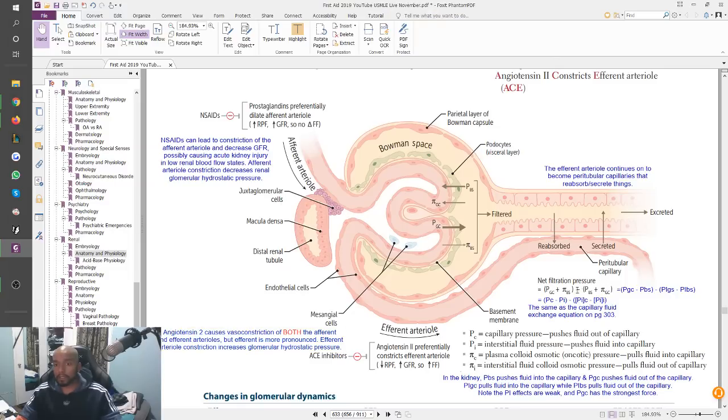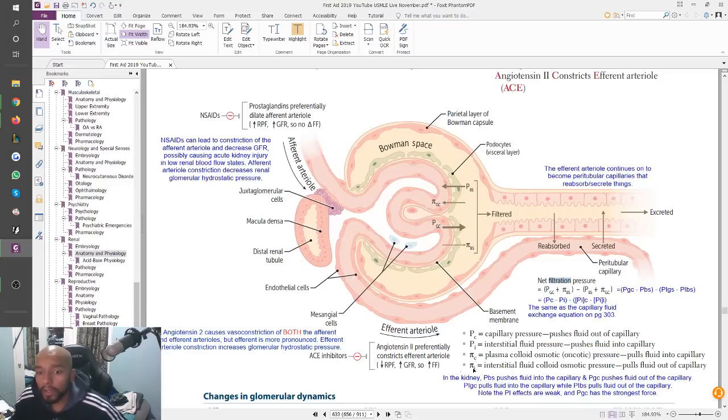The last thing is this equation over here, right? Net filtration pressure. So when we did our capillary fluid exchange, we saw that PC and PI were about the interstitial fluid pressure, capillary pressure, interstitial fluid pressure. They were all about the pressure that can either push fluid out or into a capillary.